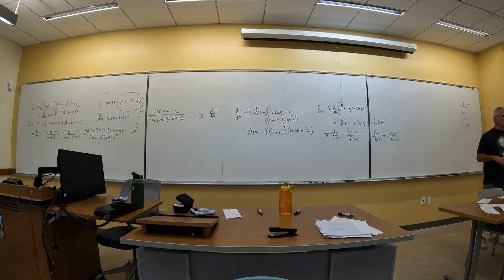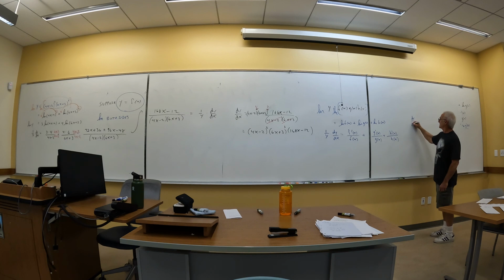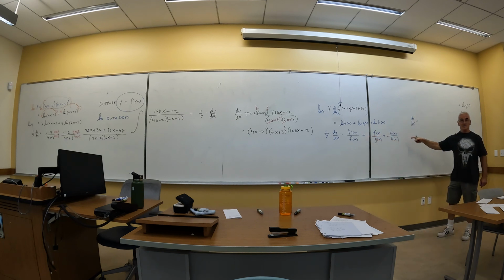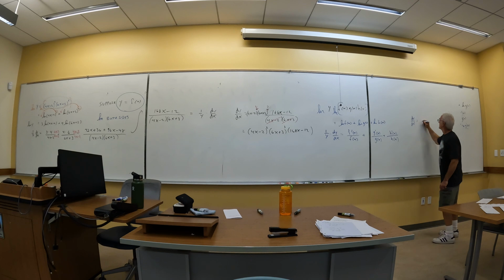Did I use any product rules here? No? Ooh. So, what is dy dx? It's y times all of this. Correct? But what's y? Y was f times g times h.